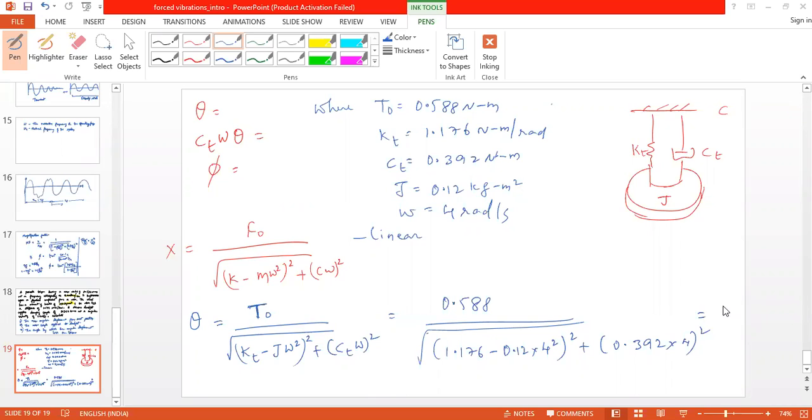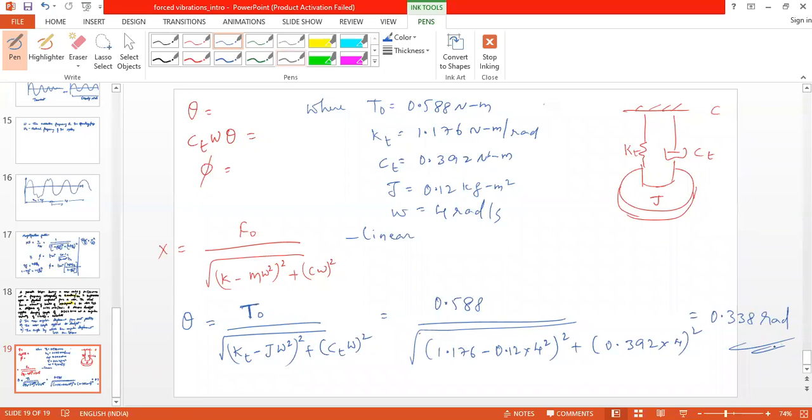So the answer is not 0.0346. It is 0.338 radians. Okay, that is the value of theta.